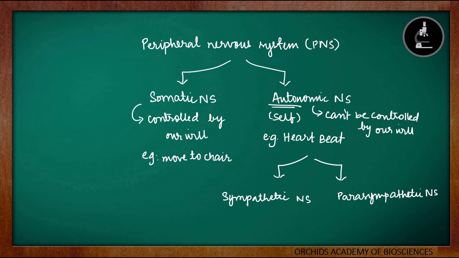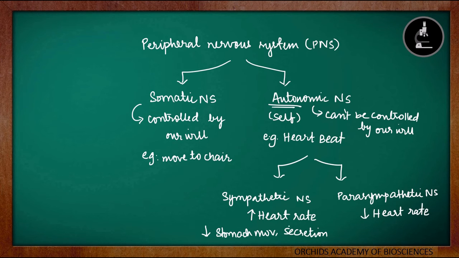For example, if the sympathetic nervous system is responsible for increasing the heart rate, the parasympathetic nervous system is responsible for decreasing the heart rate. Let me give you another example. If the sympathetic nervous system is responsible for decreasing the stomach movements and secretions, the parasympathetic will work opposite to it. So if sympathetic is decreasing the secretions, the parasympathetic will increase the stomach secretions and movements. So sympathetic and parasympathetic work opposite to each other in the autonomic nervous system.